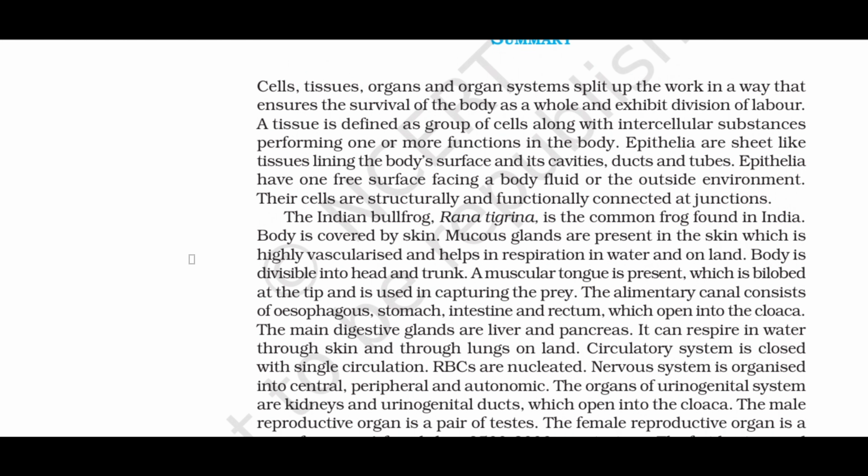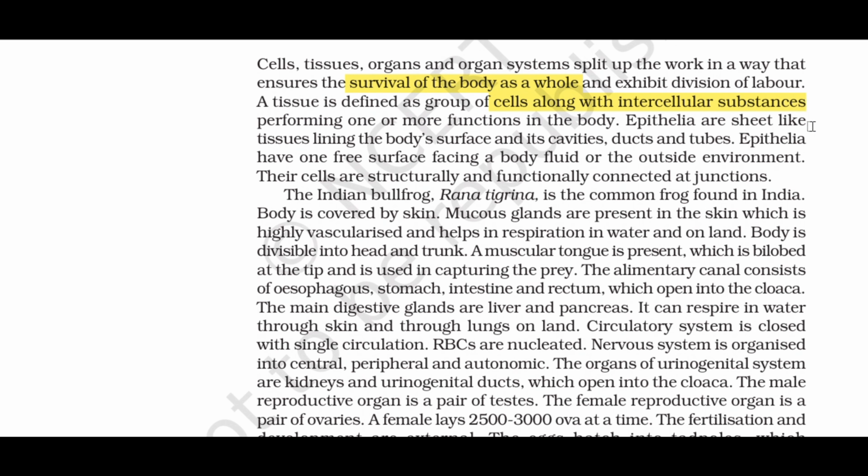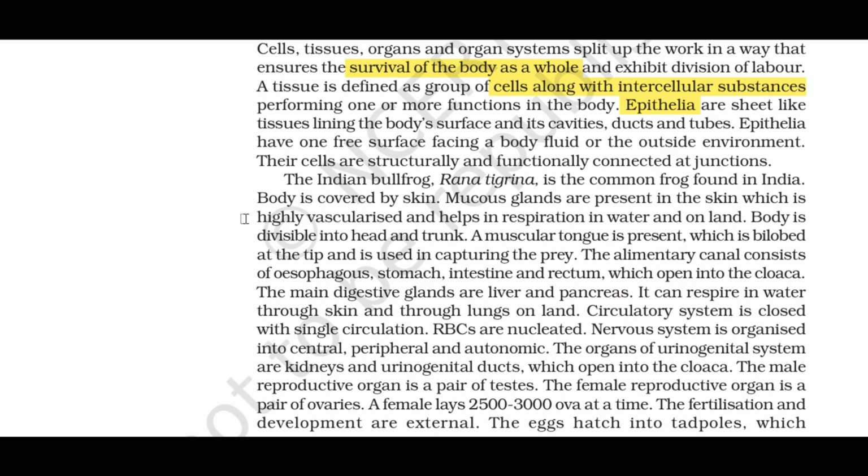Summary: cells, tissues, organs and organ systems split up the work in a way that ensures the survival of the body as a whole and exhibit division of labor. A tissue is defined as group of cells along with intercellular substances performing one or more functions in the body. Epithelia are sheet-like tissues lining the body's surface and its cavities, ducts and tubes. Epithelia have one free surface facing a body fluid or the outside environment. Their cells are structurally and functionally connected at junctions.